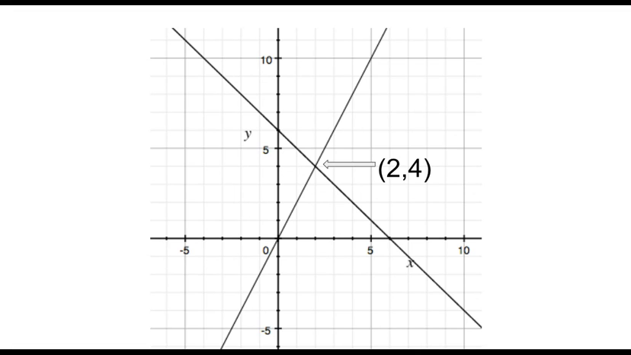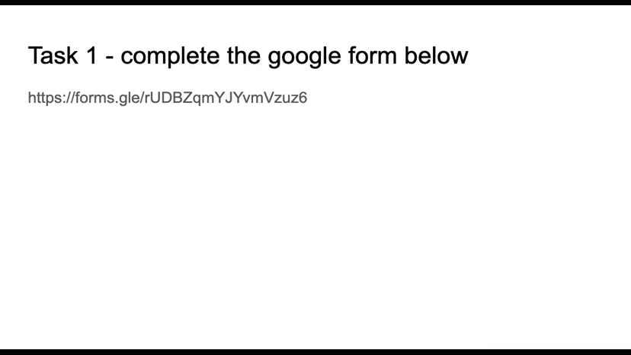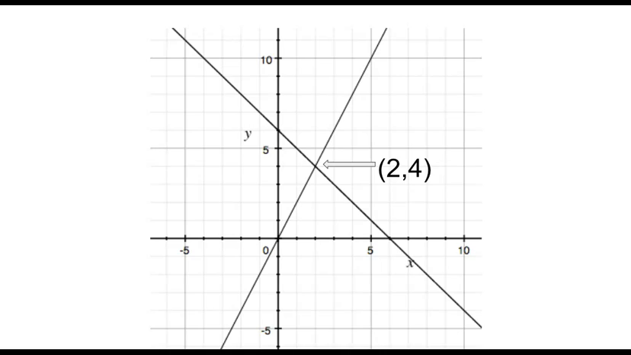written like this. So when we do our point of intersection, you've got to write it in terms of an ordered pair. So you have your x value and then you have your y value. What you need to do now is complete the Google form below and make sure you write your answers as a coordinate pair with a bracket, x value, comma, y value, close bracket.